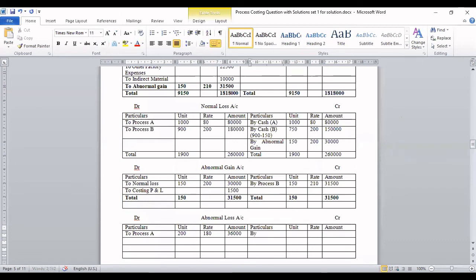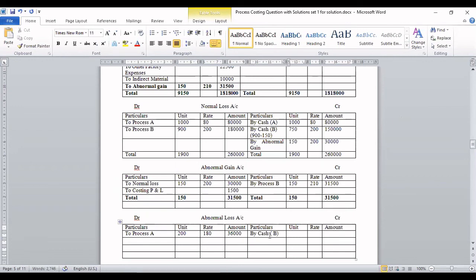At what price can we sell this? Can we sell this to the customer at the normal rate? Is your customer going to buy this at the normal price? No, sir. So who is going to buy this? If anyone wants to buy, he will give me only scrap value. Yes or no? So we'll write "by kabadi wale, by cash."